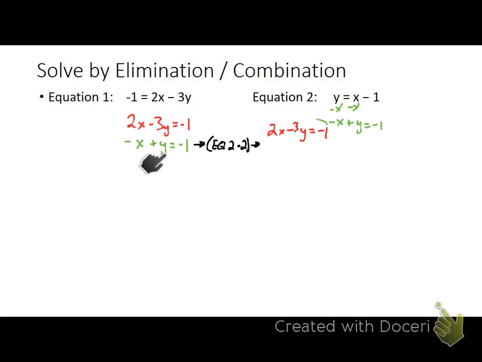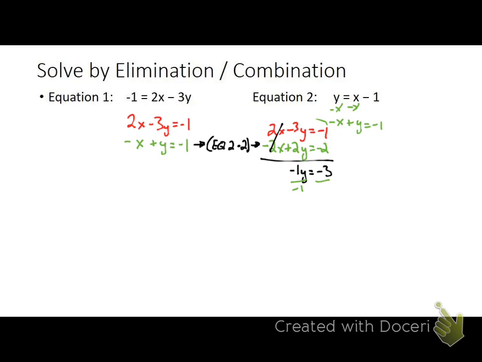Remember, the whole reason we do this is because if we multiply the left side of the equation by 2, we have to also multiply the right side of the equation by 2. So negative x times 2 is negative 2x. Y times 2 is 2y, and then negative 1 times 2 is negative 2. We are now ready to add straight down. Those add to 0. Negative 3y plus 2y is negative 1y, and negative 1 plus negative 2 is negative 3.